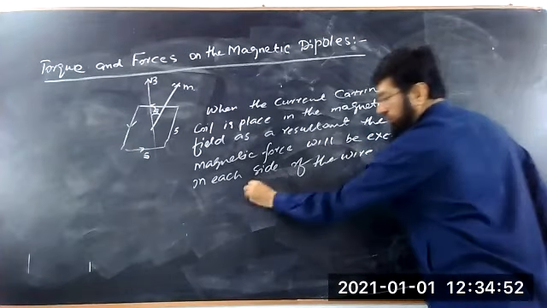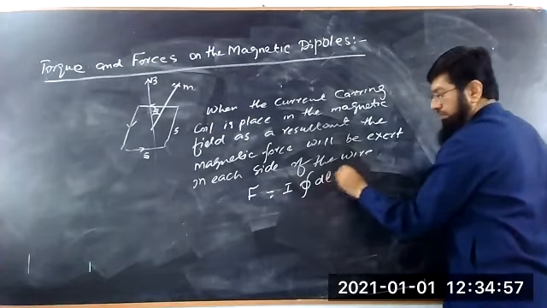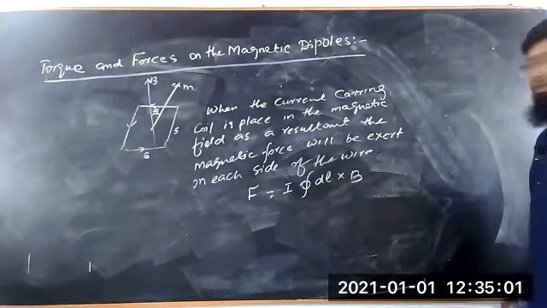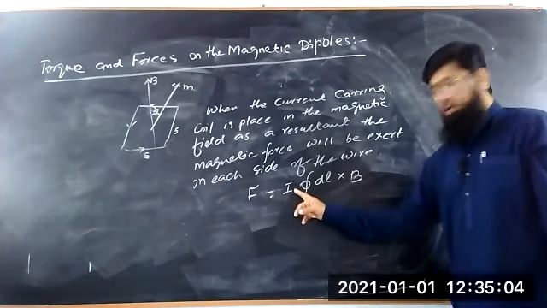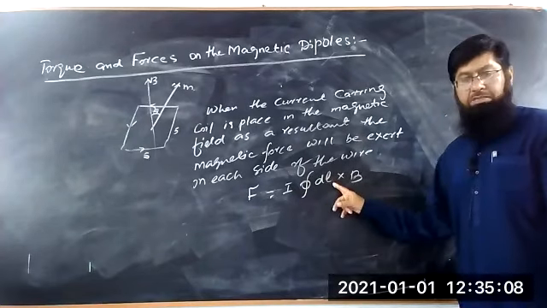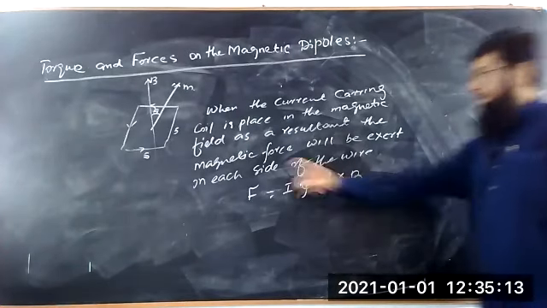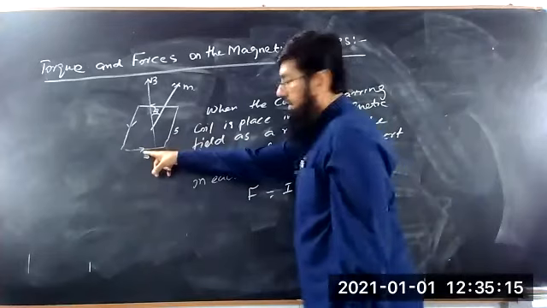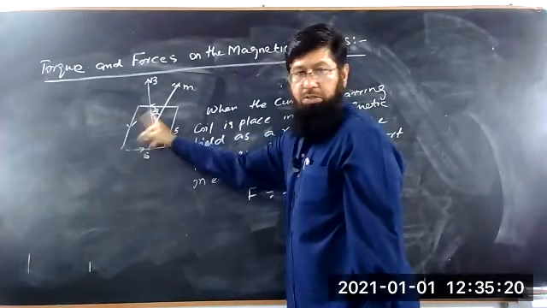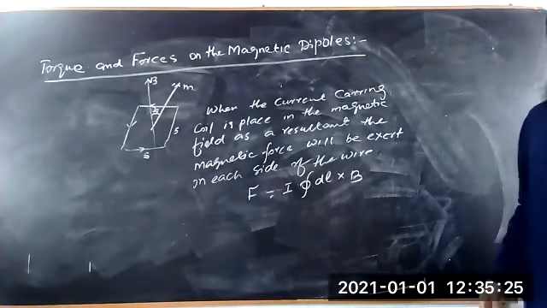So the magnetic force F is equal to I integral dl cross B. This is the magnetic force. F is equal to I L B, because the integral over dl is the total length. This is the magnetic force when a current carrying wire is placed in a magnetic field. It will experience the magnetic force.